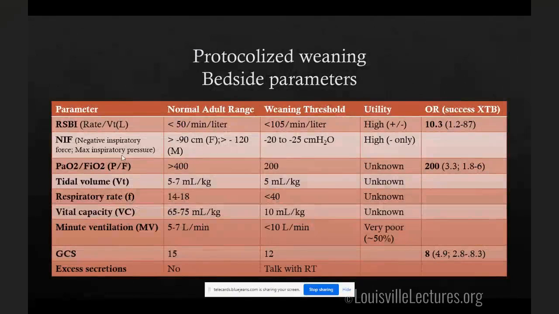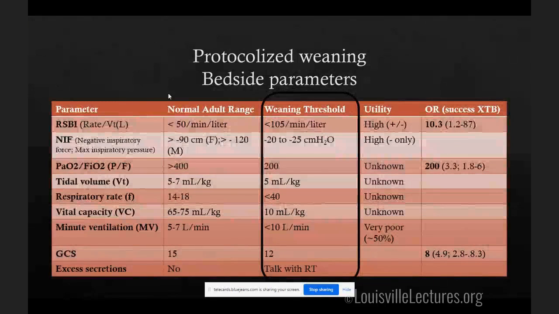The other thing you want to consider is a negative inspiratory force appropriate. So generally we shoot for negative 20 to negative 25. Other things, are they making appropriate tidal volume? Sometimes when you ask the respiratory therapist for respiratory vitals, you're going to get a list of stuff. What I want you guys to focus on are the weaning thresholds here. But I'm giving you guys a reference so that way you understand what we're trying to achieve.